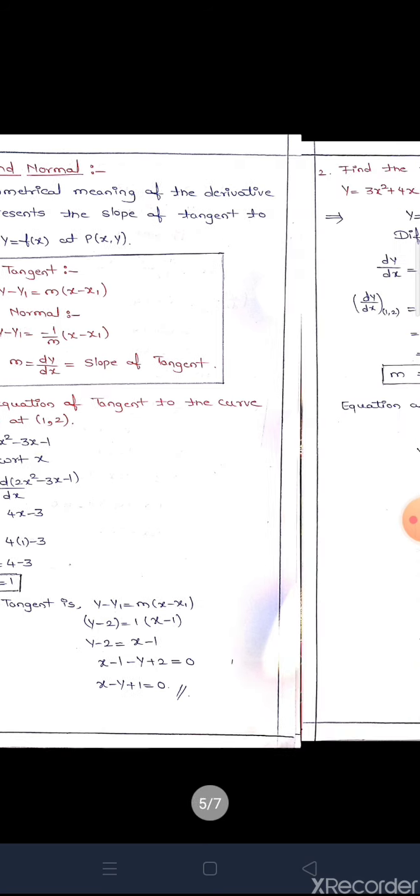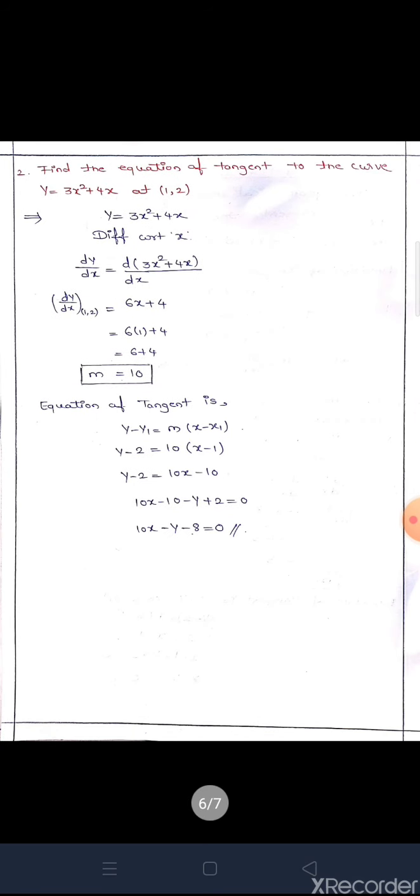Similarly, second example. Find the equation of tangent to the curve y is equals to 3x square plus 4x at 1 and 2. So y is equals to 3x square plus 4x. Differentiate it with respect to x. So dy by dx at 1 and 2. Differentiation of 3x square is 6x and differentiation of 4x is 4.